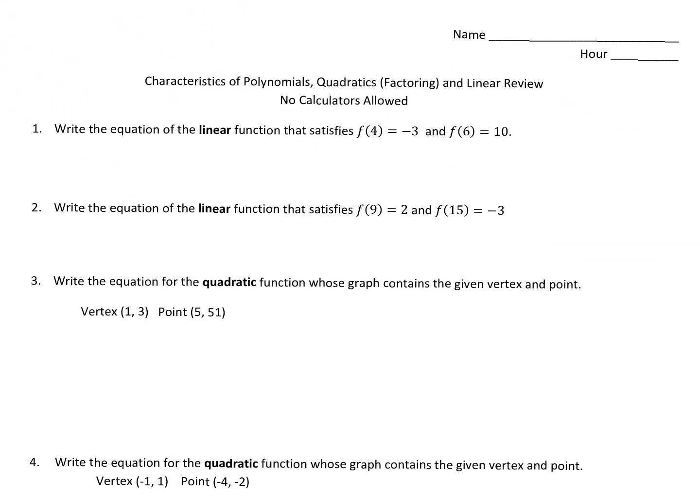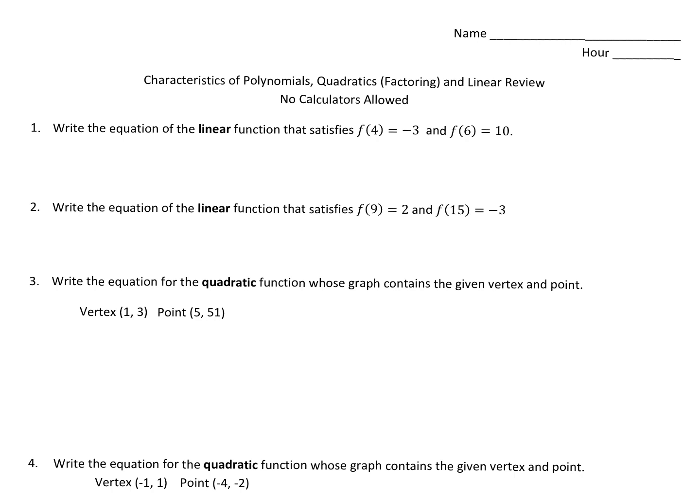So what if they just give you 2 points? Remember that this, right underneath it, is just 4 comma negative 3 and 6 comma 10. Now it says linear. You got to remember that means straight line. So this is chapter 5.